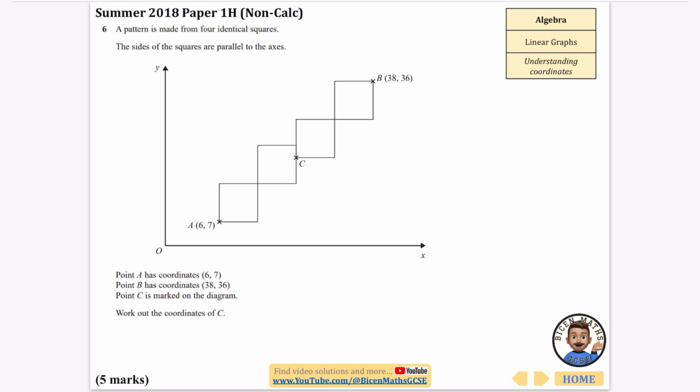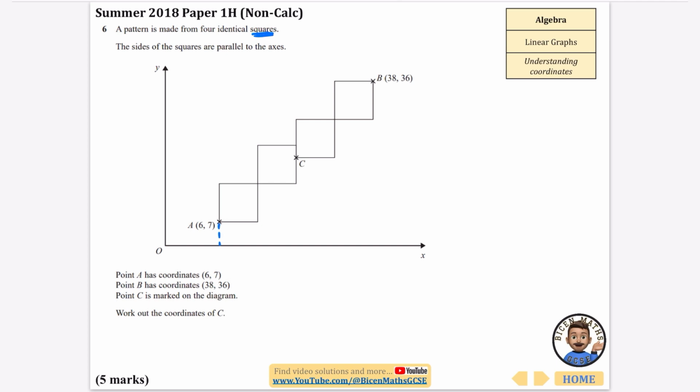It says a pattern is made from 4 identical squares. The sides of the squares are parallel to the axes. They tell us what point A and what point B is, and we want to find out what point C is. Now, I have no idea why this is 5 marks. This is completely crazy in my mind, but let's figure out what's going on.